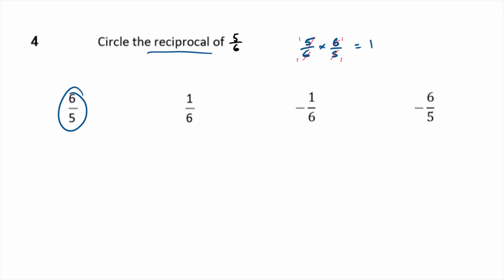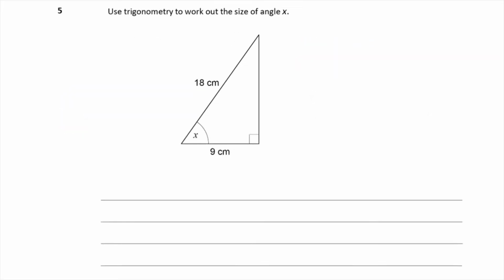Okay, let's move on. Question 5, use trigonometry to work out the size of angle x. Very straightforward trigonometry question. First up, let's label the sides. The long side is always opposite the right angle. It's that one there, it's the hypotenuse. This one over here is the opposite, and this one must be the adjacent, isn't it?